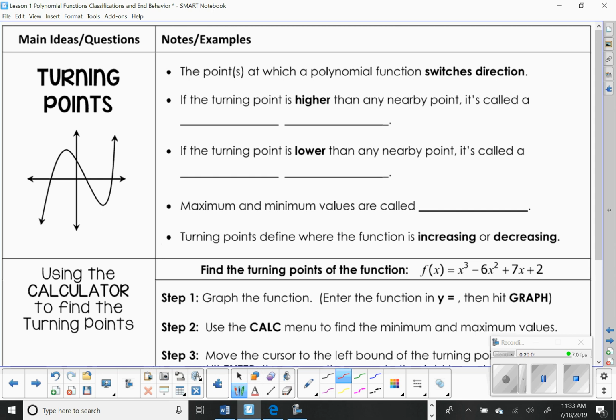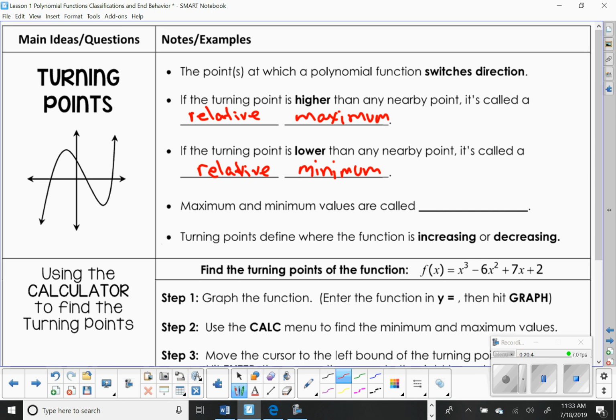If the turning point is higher than any nearby point, it is called a relative maximum. It might not be the ultimate maximum of the graph, but relative to the points right around it, it's the maximum. If the turning point is lower than any nearby point, it is called the relative minimum.